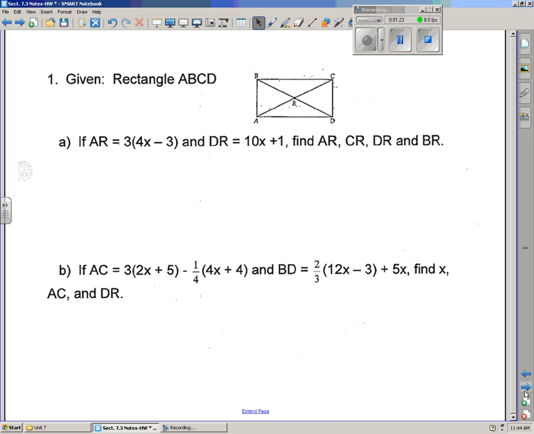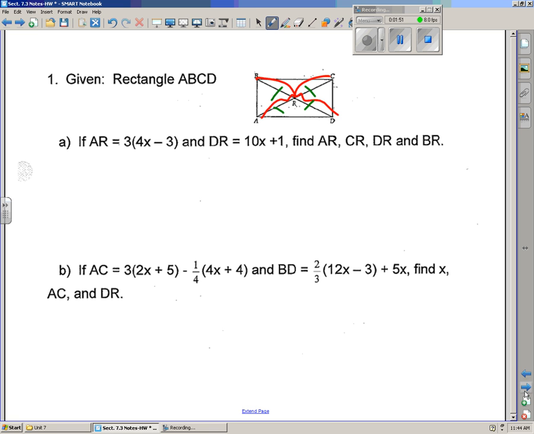Well, you know already that the diagonals are congruent. So I know that all of BD is congruent to all of CA. And you also know that the diagonals bisect one another. So if I'm going to cut wholes in half, all of these parts are going to be equal. With that, then, I know for sure that AR and DR are congruent.